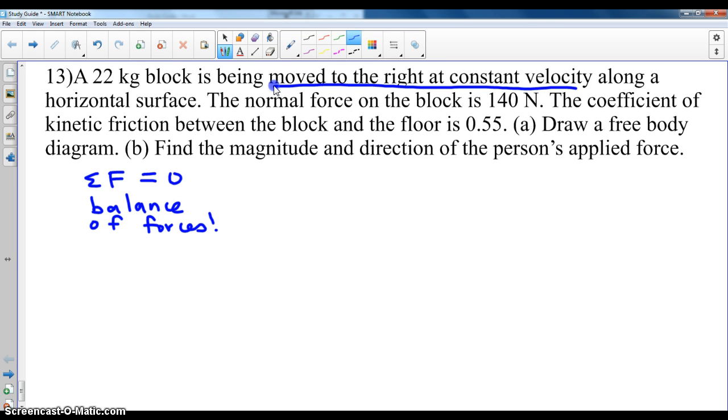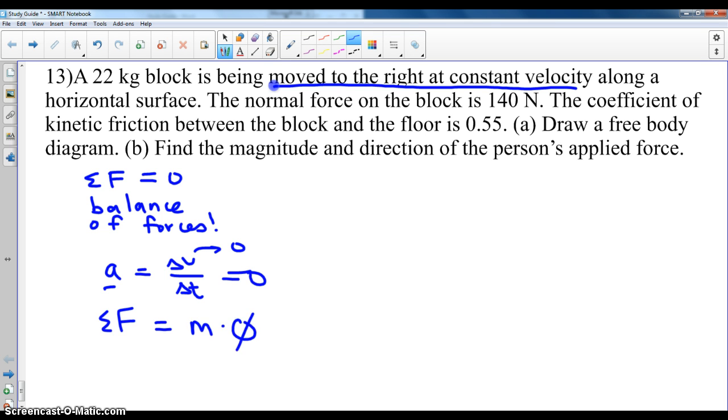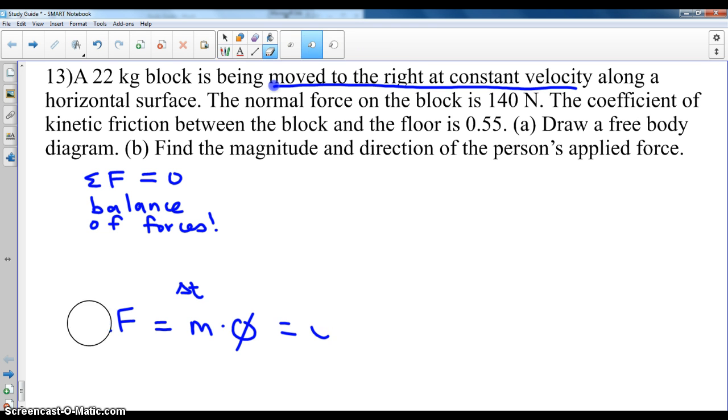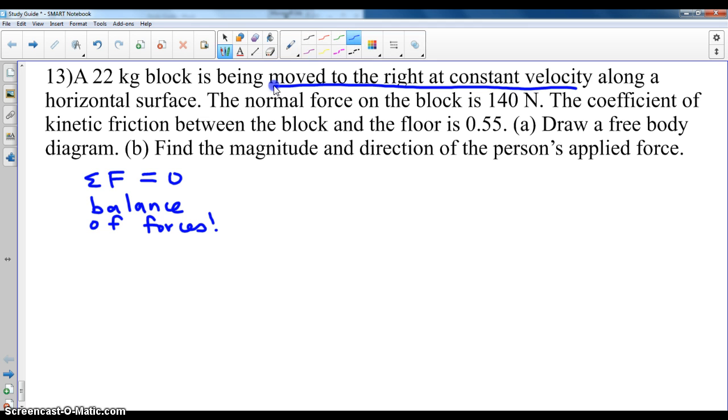Constant velocity means that the acceleration, the change in velocity, is 0, because there's no change. Therefore, the net force, which is m times a big fat 0, is going to be 0. Forces balance. Just like we wrote. A, good.